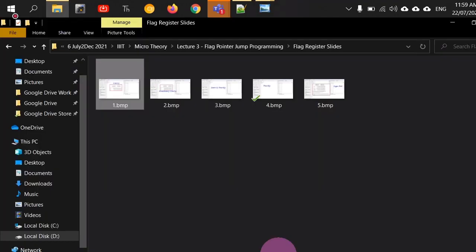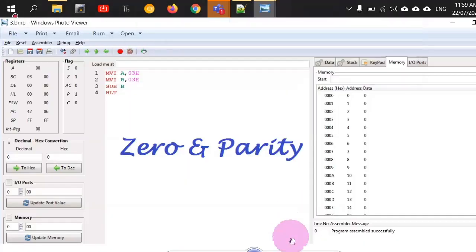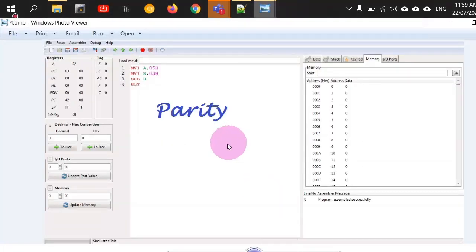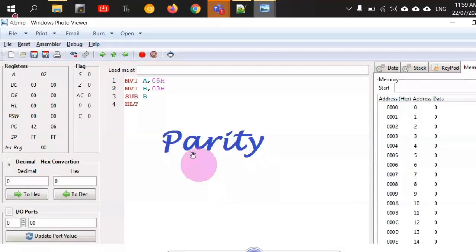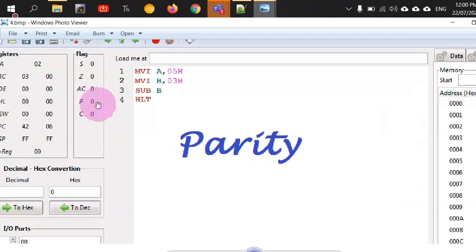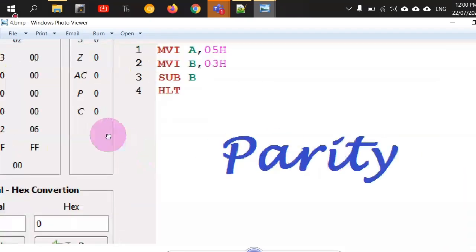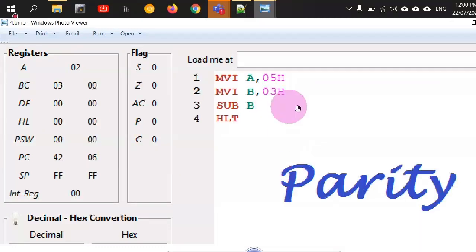After this zero flag, let us come to the parity flag, which is something that you already know. 2 numbers are there, 05 and 03. They are to be subtracted. 5 minus 3, and the result will be 2. The number of ones in the binary representation of 2 should be even, so after subtraction you should get your parity flag as set. Have I executed this or not? No, I don't think so. That is why this parity flag is not set as 1, right? So this is again a fairly simple concept here.